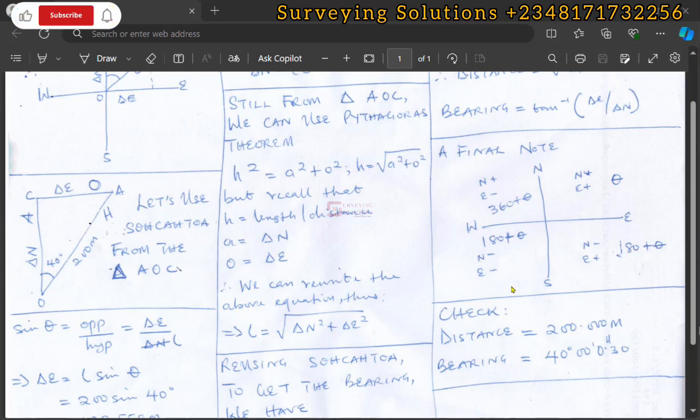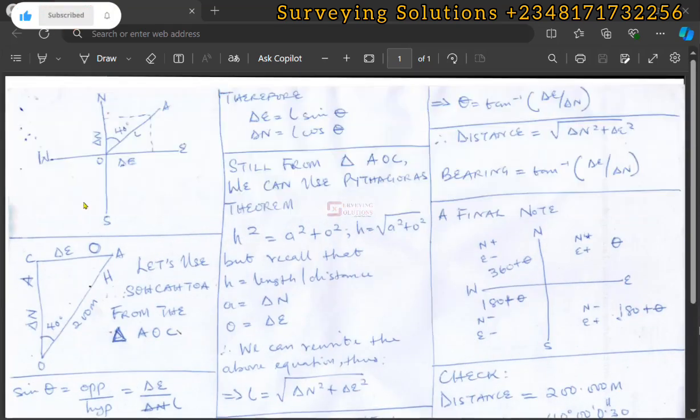Now we told you about a check. When we started, we said our distance is 200 meters, and our bearing is 40 degrees, right? Good. So when you are having tutorials like this, it's always best you have a calculator by you so that you check whoever is presenting for yourself, so that you ensure you are deriving the same answer as the person presenting.